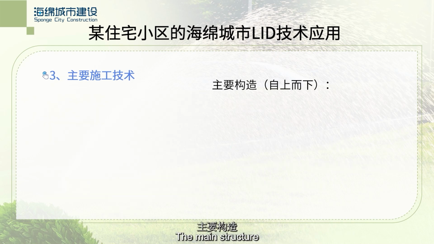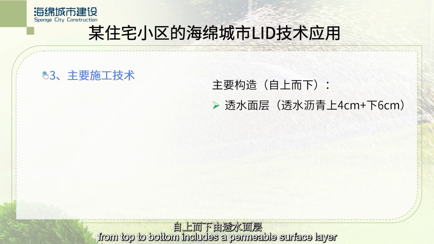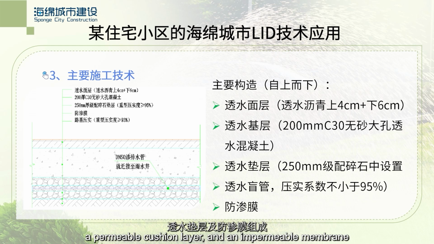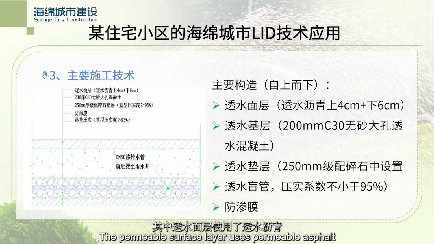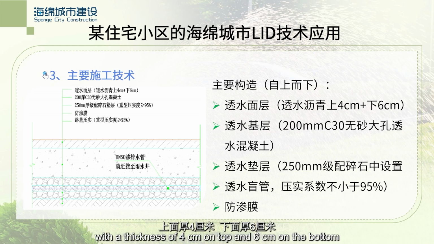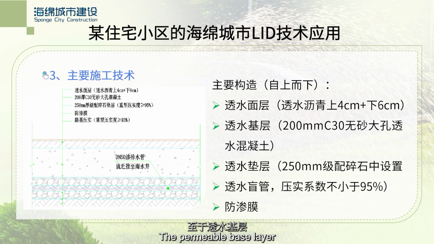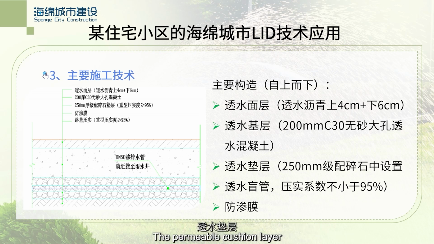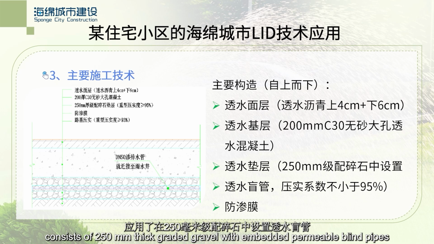The main structure, from top to bottom, includes a permeable surface layer, a permeable base layer, a permeable cushion layer, and an impermeable membrane. The permeable surface layer uses permeable asphalt, with a thickness of 4 cm on top and 6 cm on the bottom. The permeable base layer is made of 200 mm thick C30 no fines porous permeable concrete. The permeable cushion layer consists of 250 mm thick graded gravel with embedded permeable blind pipes.